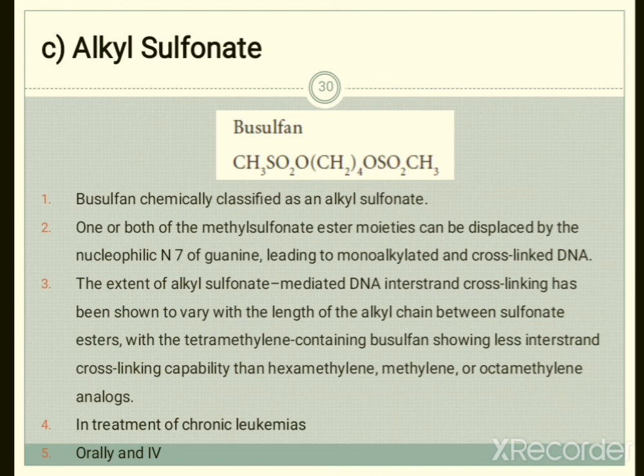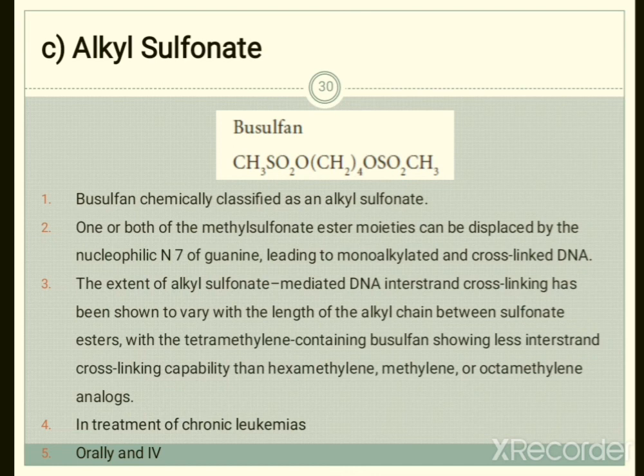The next class in this category is the alkyl sulfonate derivatives. From these, Busulfan is the example. Busulfan is the only drug from this category used as an anti-cancer agent, and it is chemically classified as an alkyl sulfonate. The structure is CH3SO2O, CH2 four times, OSO2CH3. One or both of the methyl sulfonate ester moieties can be displaced by the nucleophilic N7 of guanine, leading to monoalkylated and cross-linked DNA.